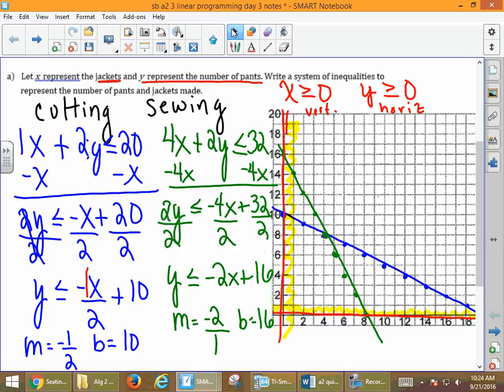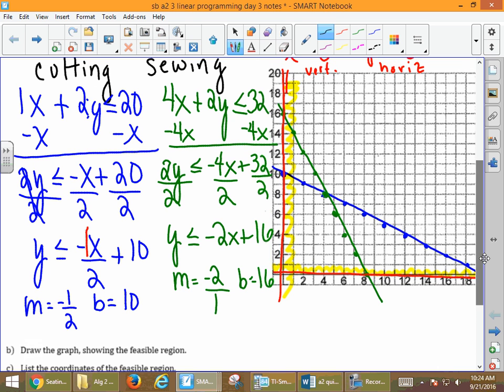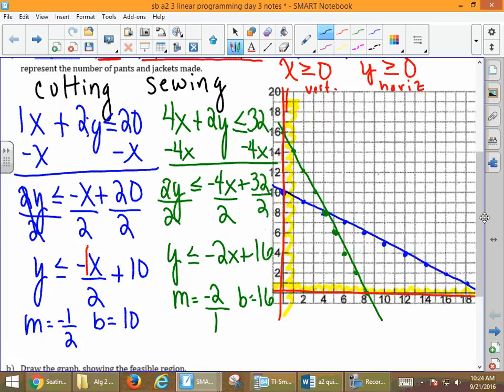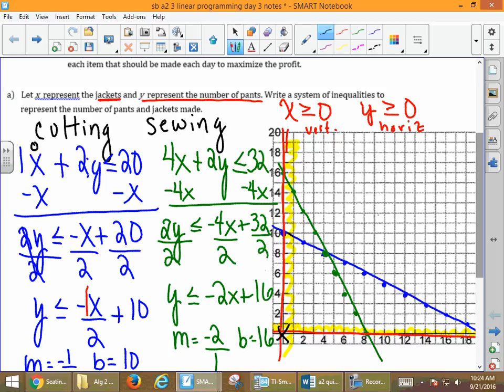What I want to look at again today is the test point in here. And when we go back to the blue line here, sometimes you can see where to shade intuitively, but you can't always. So the best way is to pick a test point on this graph. And if I can, I'm going to pick 0, 0. I'm picking 0, 0 because it's not on the blue line. It's also not on the green line. I'm going to put it back into the original equation. Does 0 plus 2 times 0 less than or equal to 20?